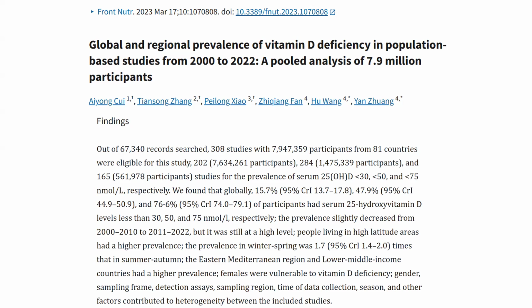So deficiency, although it has decreased in the last 10 years, is still high, and it's more in the high latitude areas, and it's more in the winter or spring season, and in the low income countries as well. And females are more vulnerable to vitamin D deficiency.